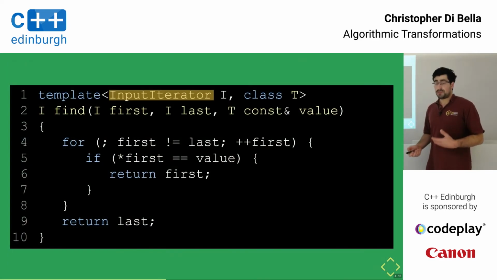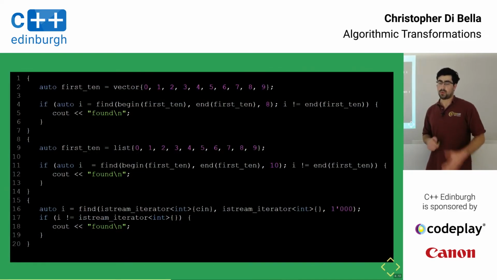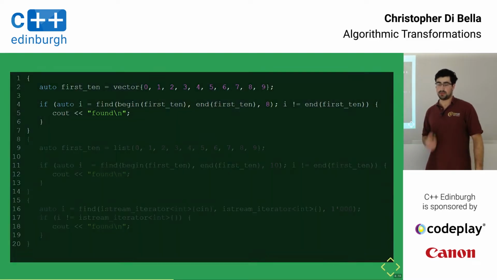And so because find is only ever doing reads, we need it to be a readable iterator. An iterator that is readable is known as an input iterator. And so this is what it looks like when we would like to use find with various types. So let's make this a little bit simpler.